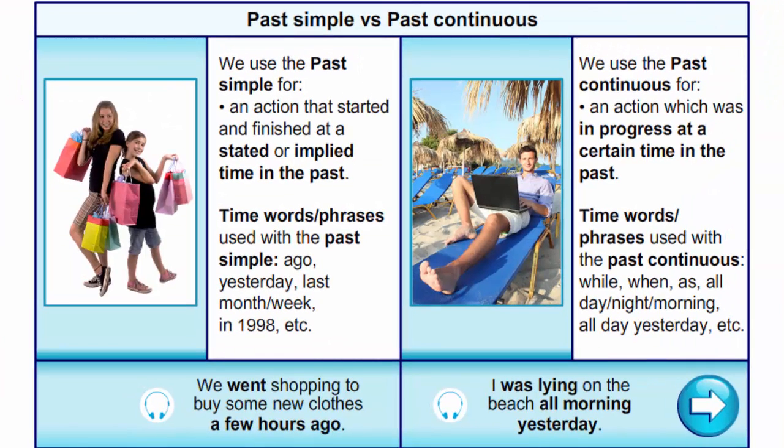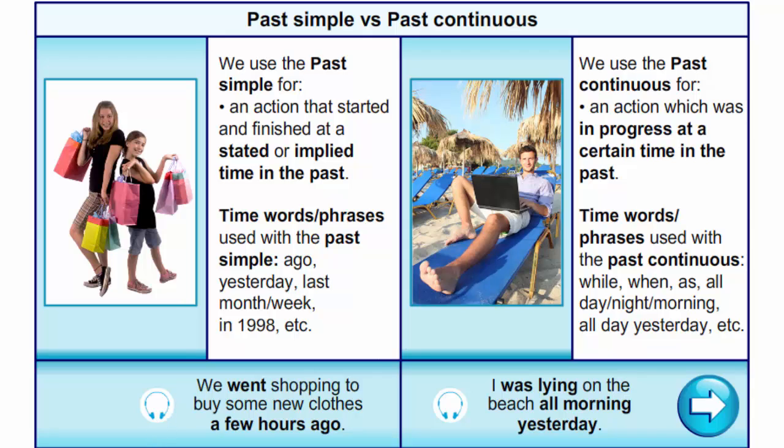Let's remember the rules. We use the past simple for an action that started and finished at a stated or implied time in the past. Time words and phrases used with the past simple are ago, yesterday, last month, week, in 1998, and etc. We went shopping to buy some new clothes a few hours ago.